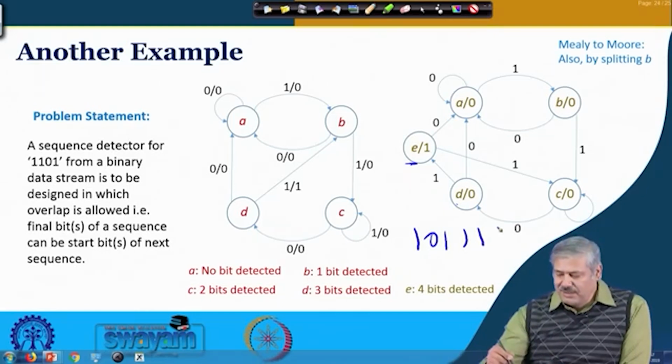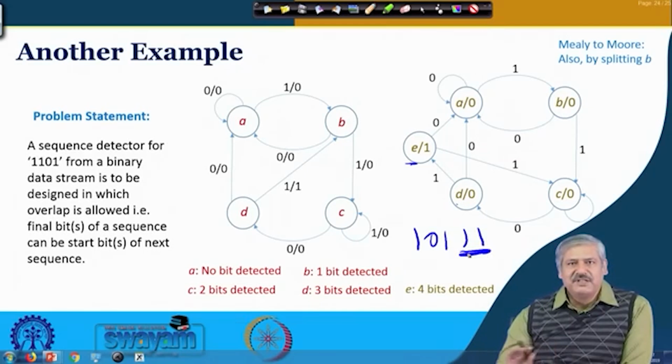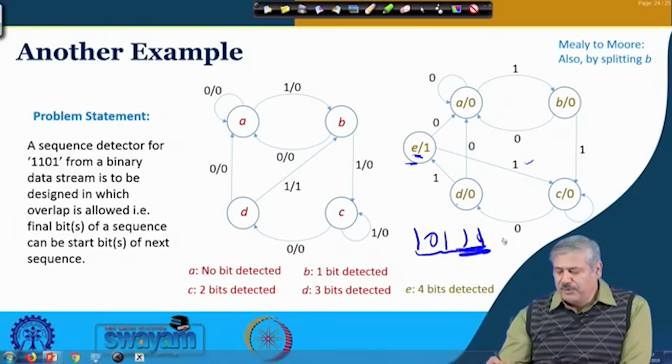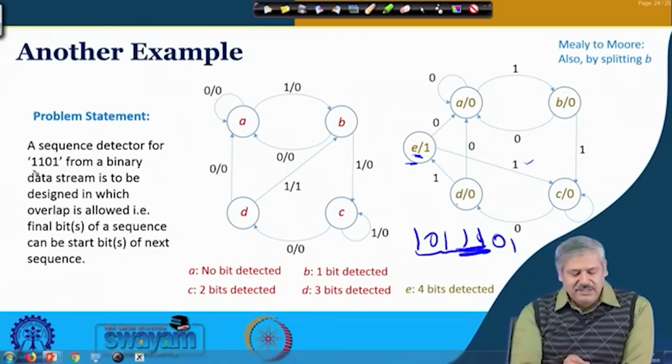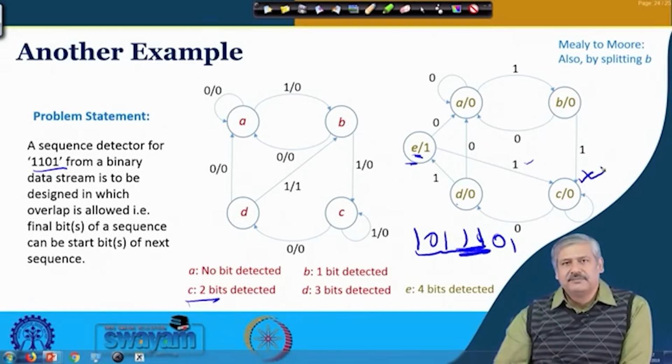What does it mean? That 2 bits are properly detected. Please understand this part. 1 0, it is at E, means it is already 1 0 1 1. Then it is receiving a 1. So, that means 2 bits are properly detected. If you receive another 0 1, then the sequence is there. So, 2 bits properly detected is your C. So, it is going to C. Is it okay? This part is understood.